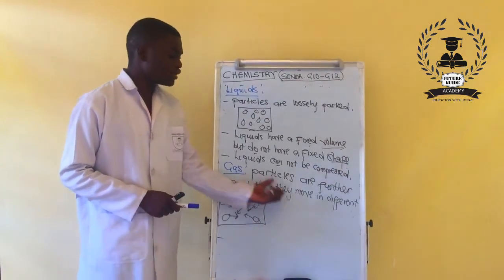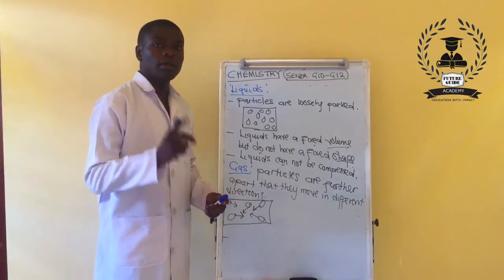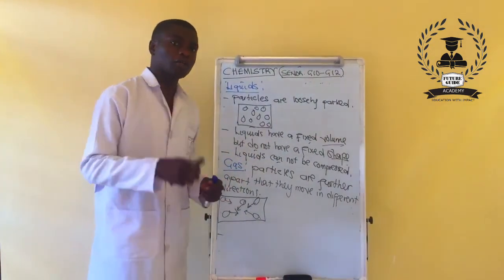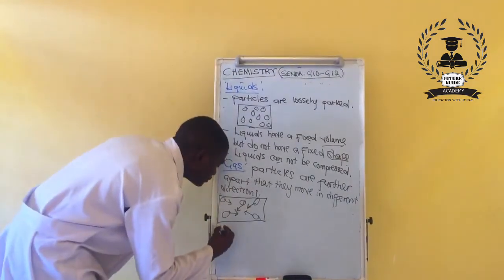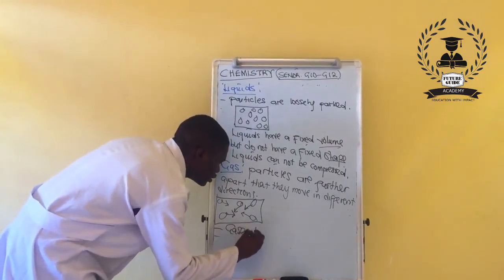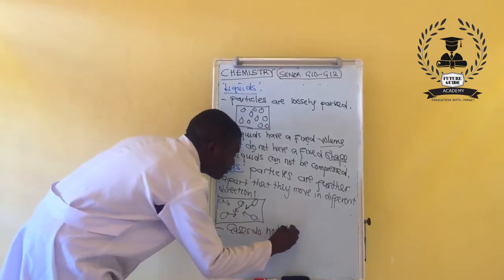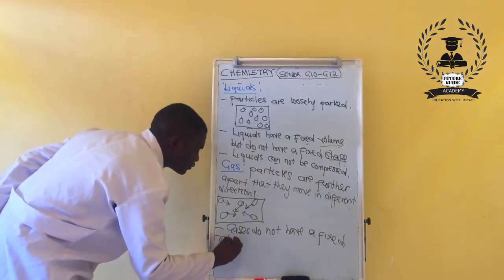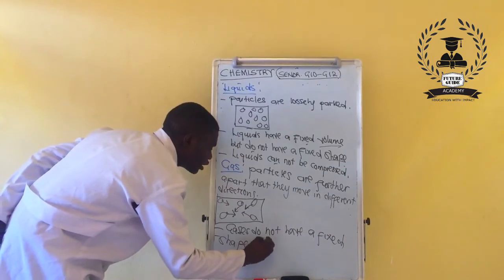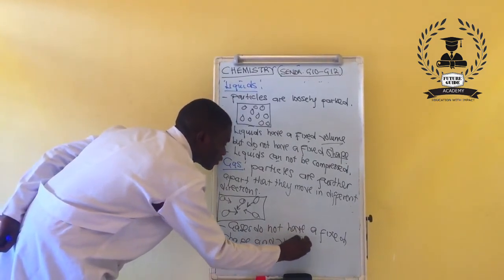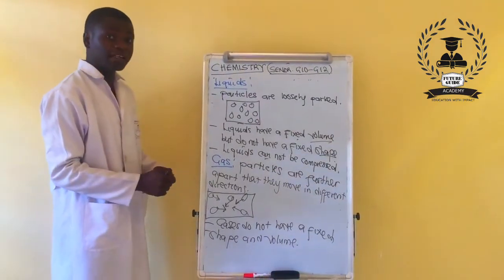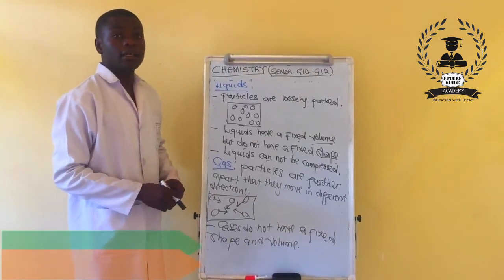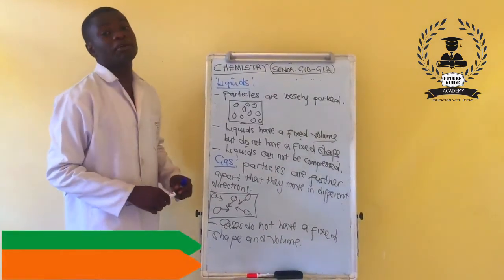What about the volume as well as the shape of gases? We are saying gases do not have a fixed shape as well as they do not have a fixed volume. That's another point. We are saying gases do not have a fixed shape and volume. Meaning you cannot determine the shape of a gas, neither can you determine the volume of a gas, depending on the amount. It's impossible.